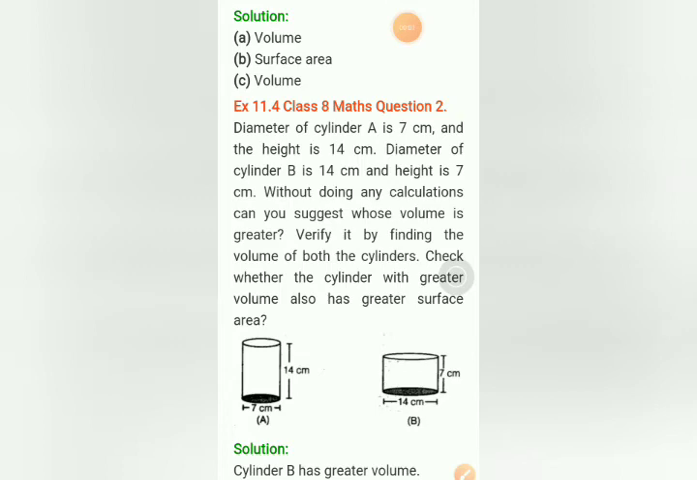Now let's solve question number 2. It says the diameter of cylinder A is 7 centimeter and the height is 14 centimeter. Diameter of cylinder B is 14 centimeter and the height is 7 centimeters. Now, without doing calculations, can you suggest whose volume is greater? Verify it by finding the volume of both cylinders. Check whether the cylinder with greater volume also has a greater surface area.